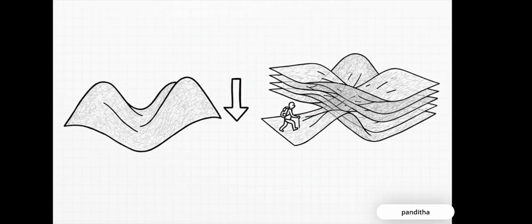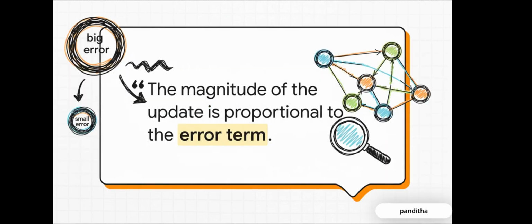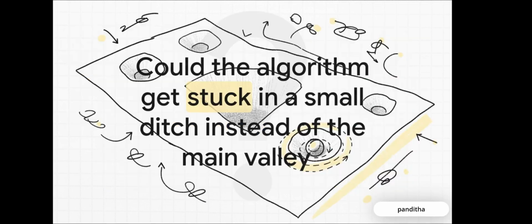Our valley just got more dimensions. It's harder to picture, but the goal is exactly the same. With each step, the algorithm just tweaks all the weights at the same time, for size, bedrooms, everything. And that's the learning loop. Predict, measure your error, and adjust over and over again. What's cool is the bigger the error, the bigger the adjustment. It learns faster when it's really wrong. But what if the landscape isn't just one simple valley? Could it get stuck in a small ditch?